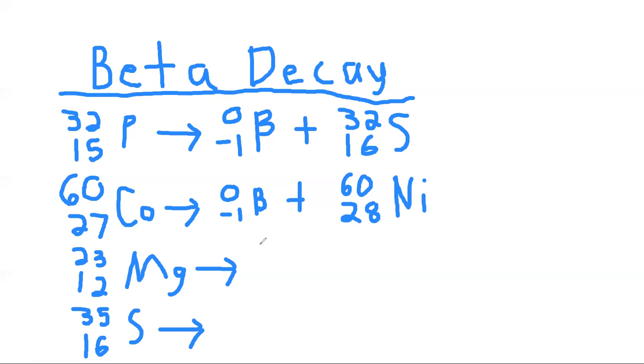Okay, and now for magnesium going through beta decay, we'll have our beta particle again. Atomic mass will stay the same. And our atomic number would be 13 here because 13 plus a -1 gives us that 12 on the magnesium. And the element with an atomic number of 13 is aluminum.